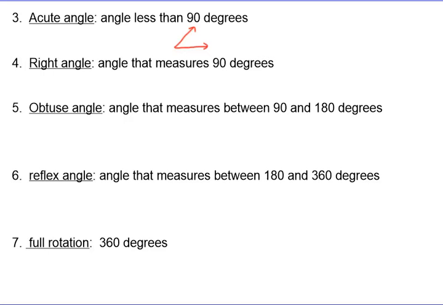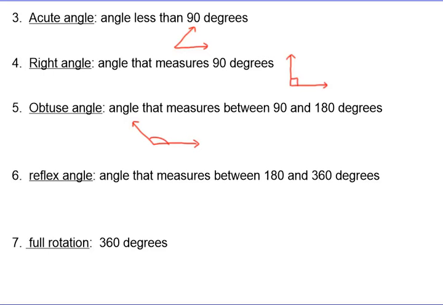A right angle measures exactly 90 degrees, and we use a little box to denote 90 degrees. An obtuse angle measures between 90 degrees and 180. So that would be obtuse.